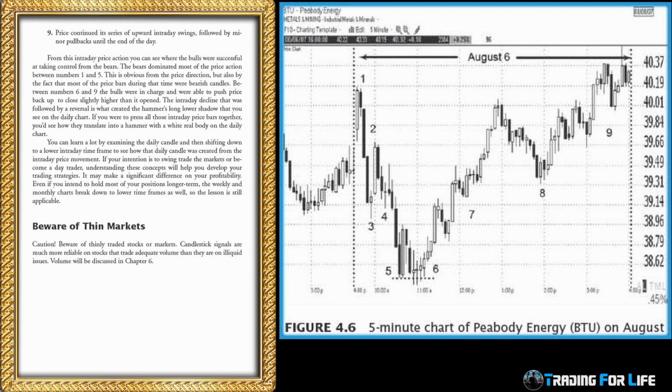If your intention is to swing trade the markets or become a day trader, understanding these concepts will help you develop your trading strategies. It may make a significant difference on your profitability. Even if you intend to hold most of your positions longer term, the weekly and monthly charts break down to lower timeframes as well, so the lesson is still applicable.